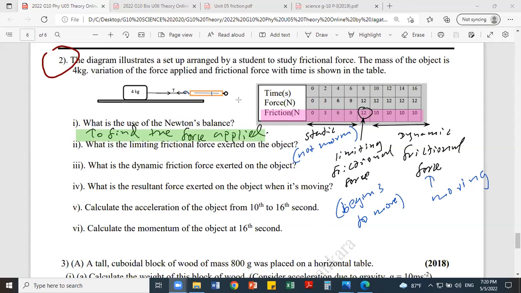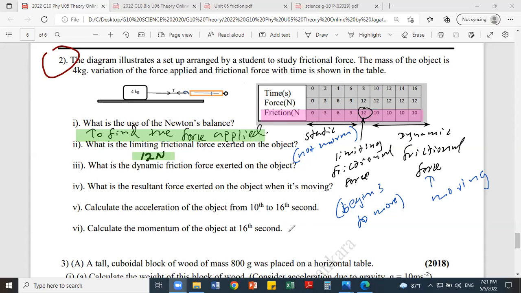Anyway, Bhatika and Sohana, what is the answer? 12 Newtons. Yeah, correct. That is 12 Newton. Very good. The next one: what is the dynamic frictional force? Who can tell me the dynamic frictional force? The answer is 10, sir. Very good. That is 10. Excellent.